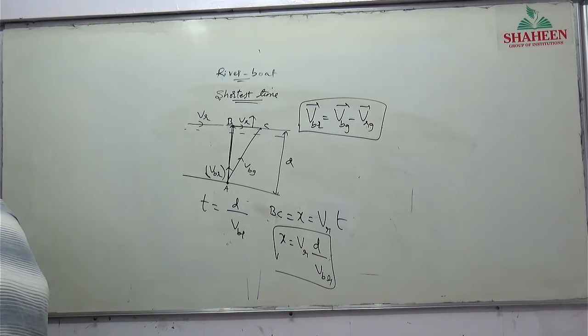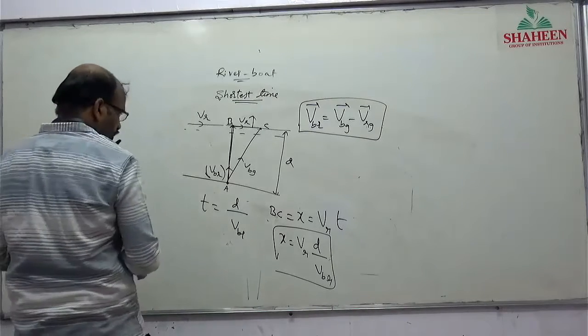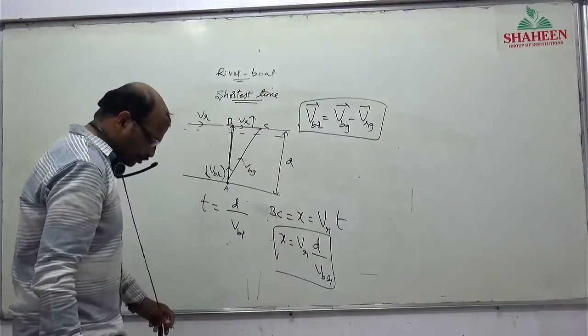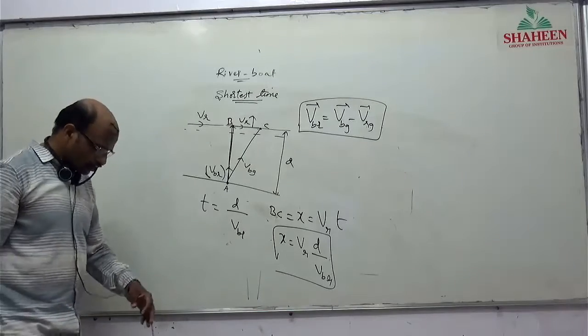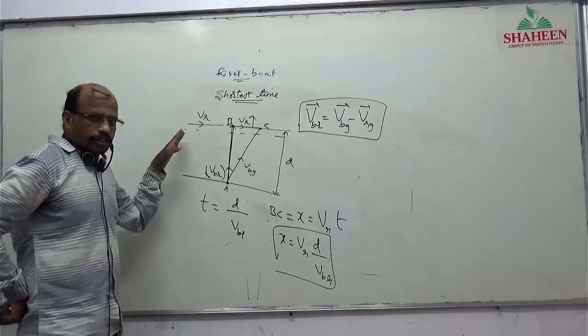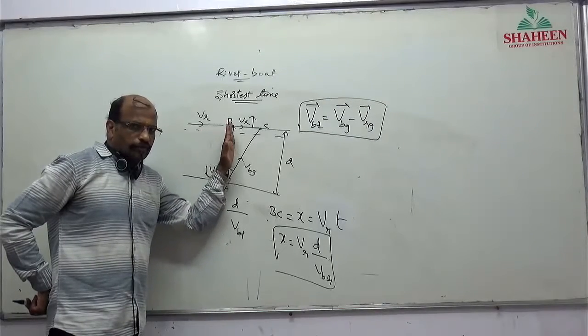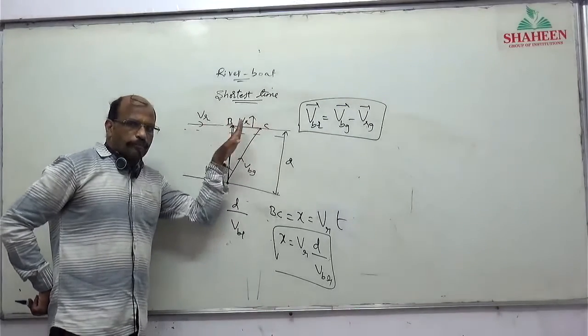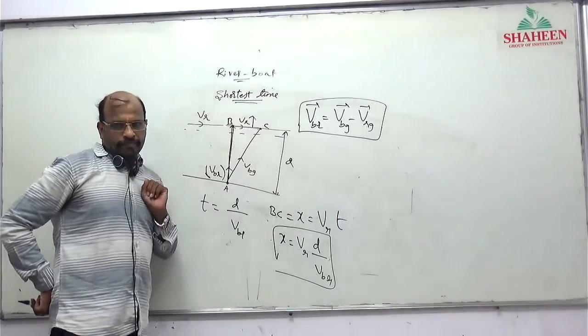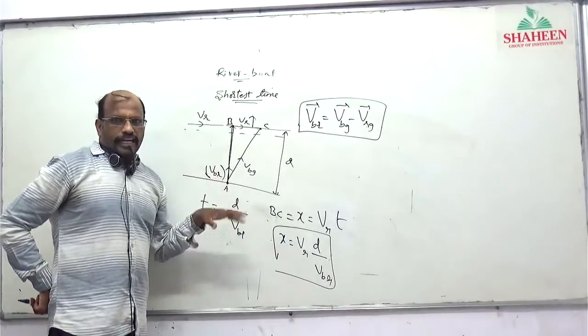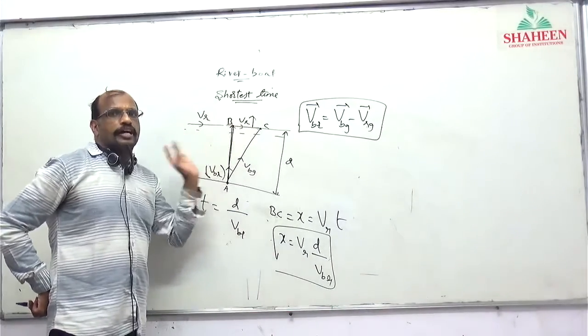X is horizontal distance. It's correct, ma. Horizontal distance is X here. X is horizontal distance BC. X is because boat with respect to river is moving perpendicularly. Because of river push, it is making some horizontal displacement. That horizontal displacement we got it as VR into t. The time taken is width of the river by VBR.